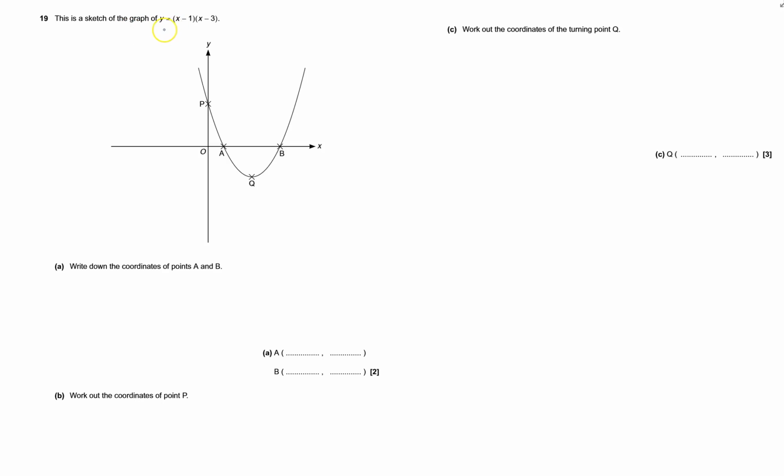And we've got a sketch of the graph y equals (x minus 1) times (x minus 3). Let's draw a sketch of it. Write down the coordinates of the points A and B. When it says write down, it means you shouldn't have too much working out to do, but there may be a bit. So I've got to do A and B.